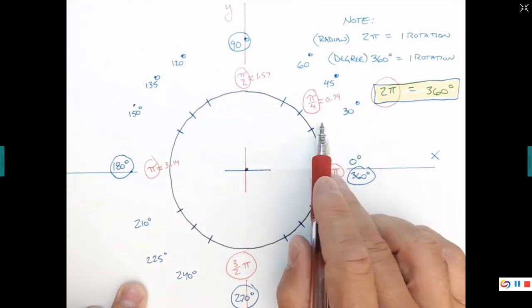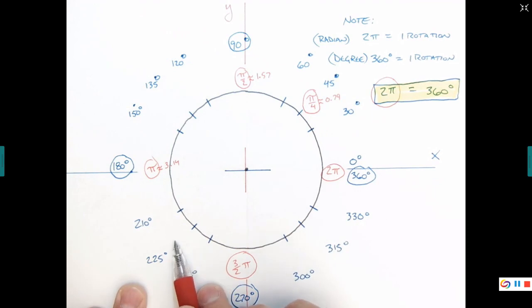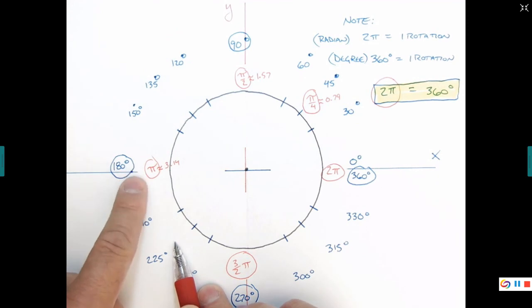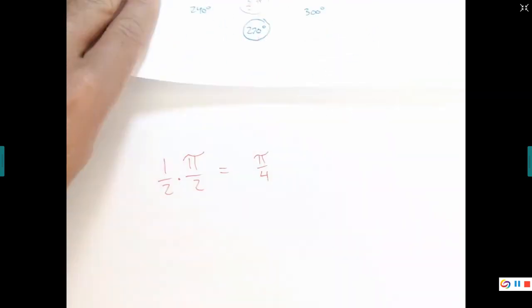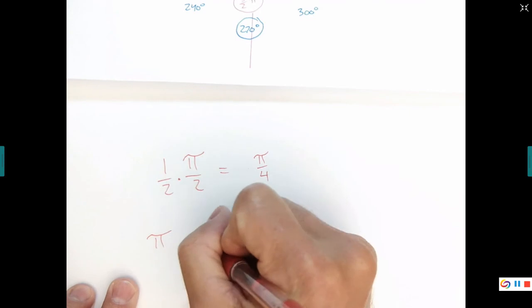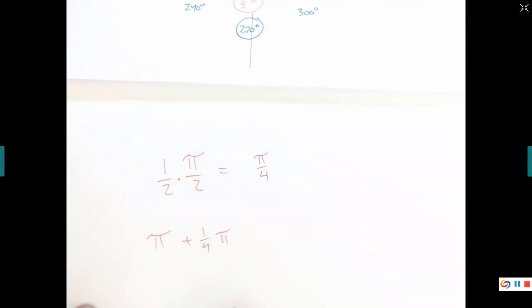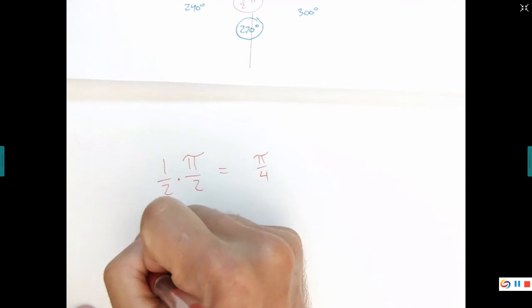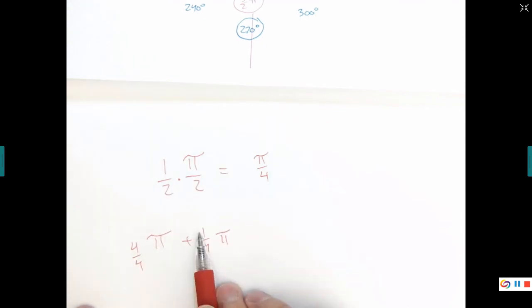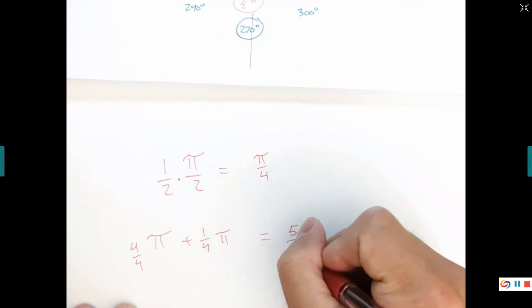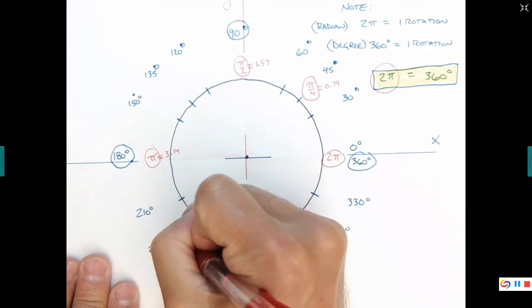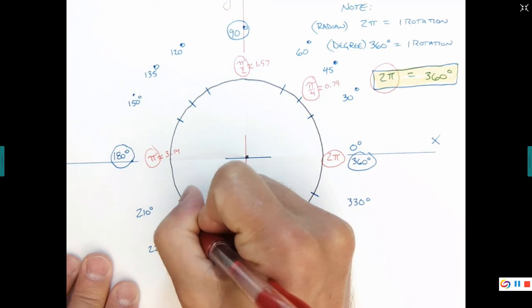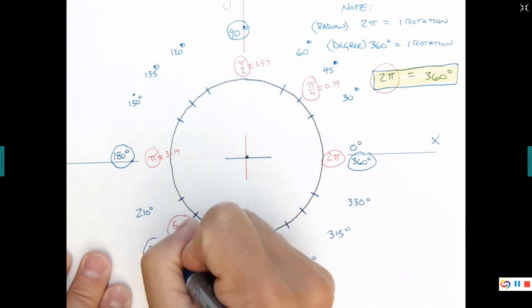Well, let's put another one on here for good measure. This one right over here, for instance. Let's see how easy it is to find 225 degrees when you know it's 1/4 of a pi past pi. So pi plus 1/4 pi. Well, let's just turn 1 pi into 4 over 4 pi. Now we can add the numerators. 4 and 1 is 5. 5/4 pi. And that's what this value is here. 5/4 pi. And I'm going to circle it. Then I'll circle the equivalent degree measurement.